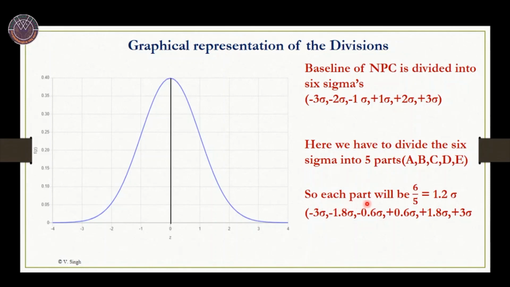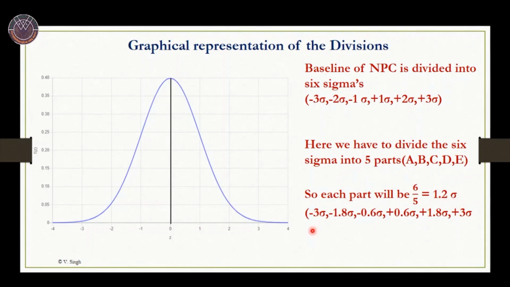Each part will be 6 by 5, because we have got 6 sigma earlier, but we have to convert into 5 parts. So each part will now become of size 1.2 sigma. I think you are getting this. Earlier we had 6 sigmas, but now we have to divide into 5 parts. So just 6 divided by 5. So we get each part now becoming 1.2 sigma.